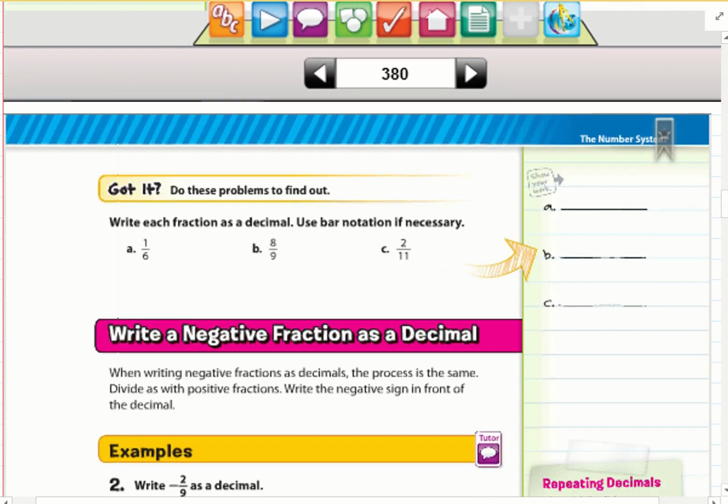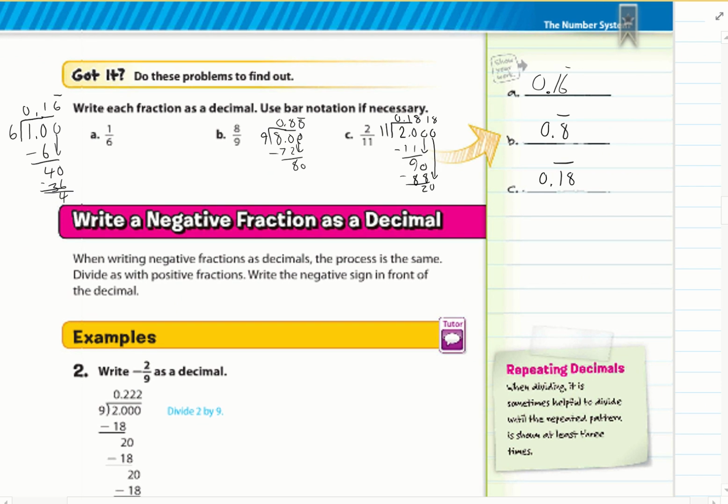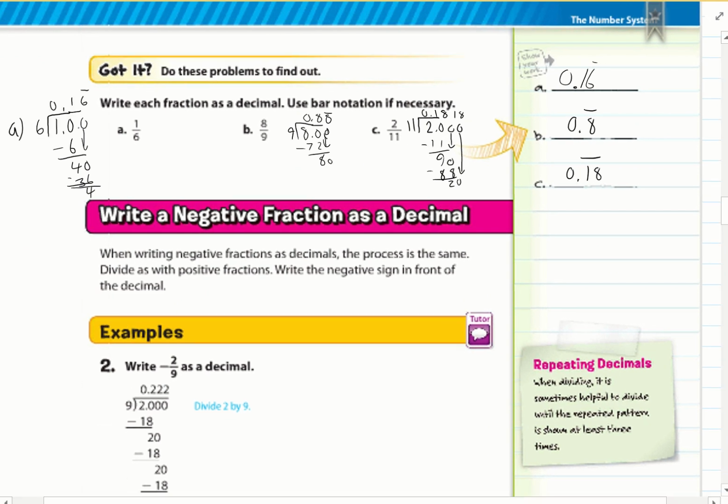So got it? It says write each fraction as a decimal, use bar notation if necessary. So I did long division for each one. We did 1 divided by 6, and we got 16 hundredths with the bar notation on top of the 6. I noticed that my answer was 4, and it's just going to keep repeating. So 6 is going to go into 46 times, 6 times each time.